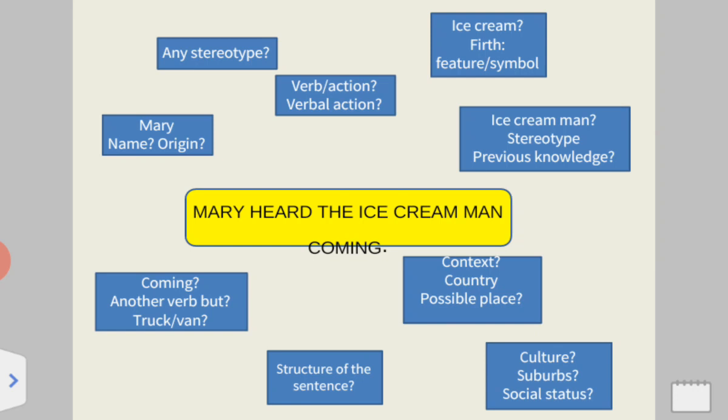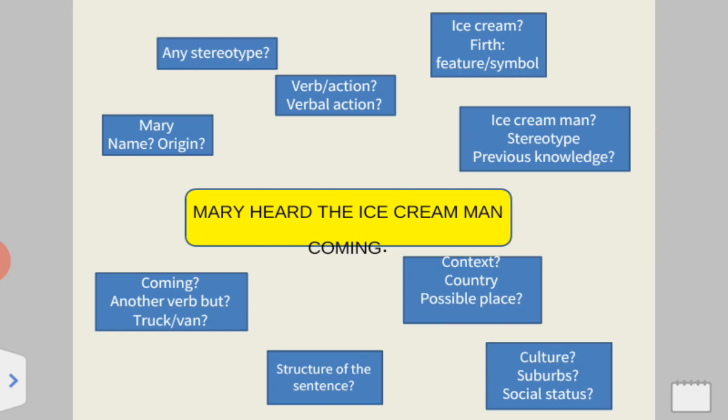So here we have, and probably we need to know a lot of a certain culture where the situation took place, right? In this first sentence, we have Mary heard the ice cream man coming. So let's start reading in detail this sentence so we start working on our analysis. I'm gonna give you some elements, not the whole analysis. Probably you may start also drawing your own conclusions and ideas, but I will give you some elements or insights.